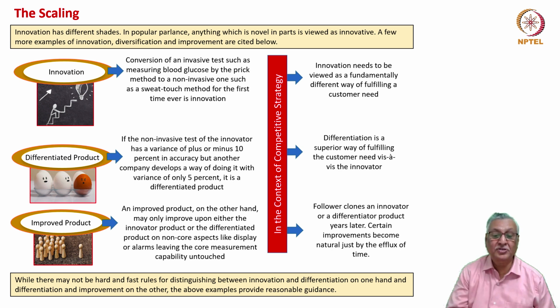There are no hard and fast rules for distinguishing between innovation and differentiation on one hand and differentiation and improvement on the other. The above examples certainly provide reasonable guidance because innovation has fundamental discovery, differentiation has smart superiority, whereas an improved product just takes into account whatever is available as improvements in the industrial landscape.